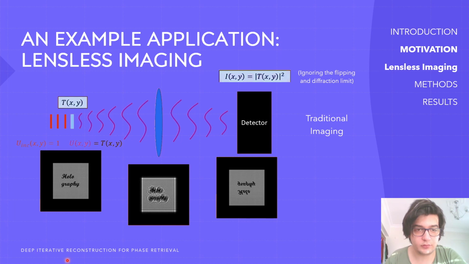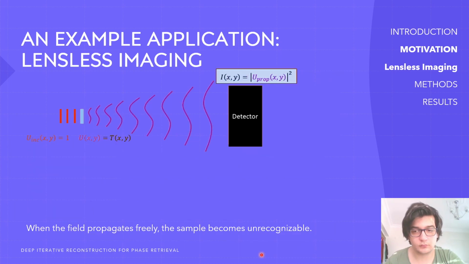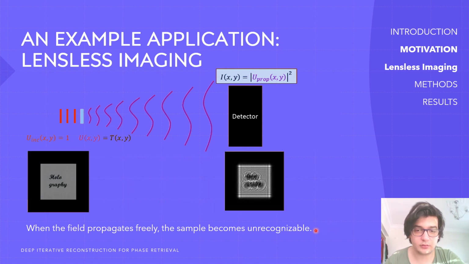In traditional imaging with a lens, if we illuminate the sample with a uniform plane wave, we get exactly the same thing in the observation plane as in the object plane, ignoring the flipping and diffraction limit. So these lenses create a perfect image. But in lensless imaging, after we illuminate the sample, we get a far-field propagated intensity like this one. But this propagation actually corrupts the field.